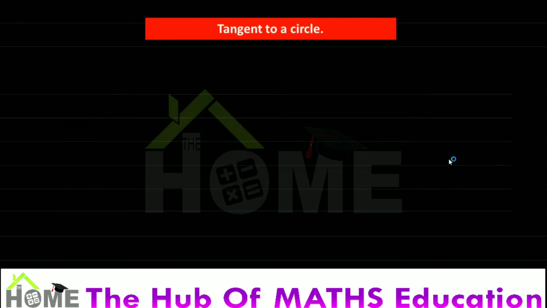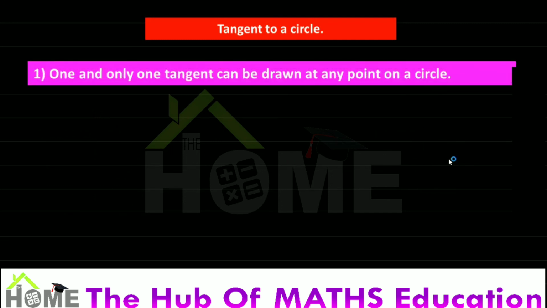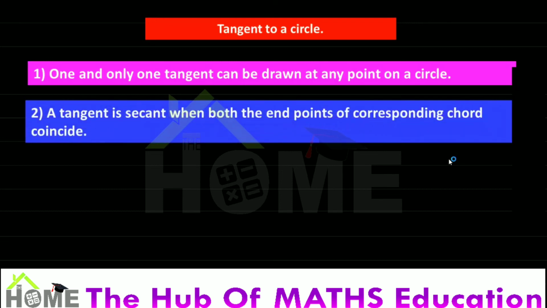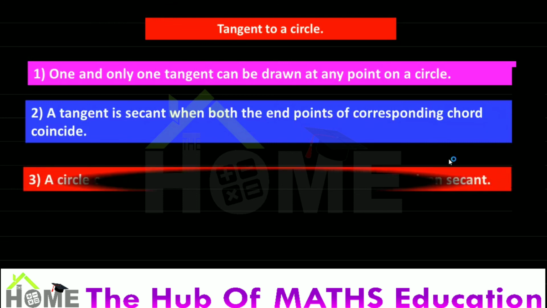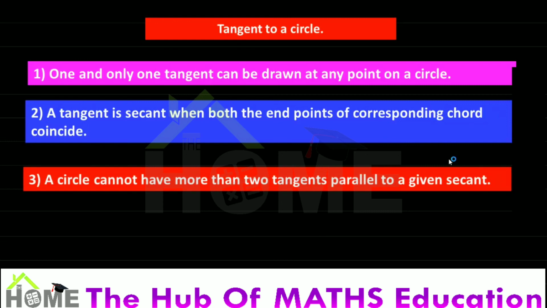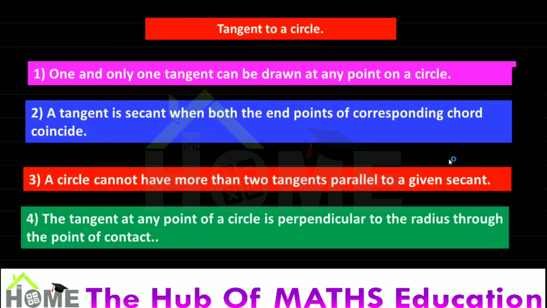Here we can draw the following conclusions from the activities. First, only one tangent can be drawn at any point on a circle. Second, a tangent is a secant when both the endpoints of the corresponding chord coincide. Third, a circle cannot have more than 2 tangents parallel to a given secant. And the fourth is that the tangent at any point of a circle is perpendicular to the radius through the point of contact.